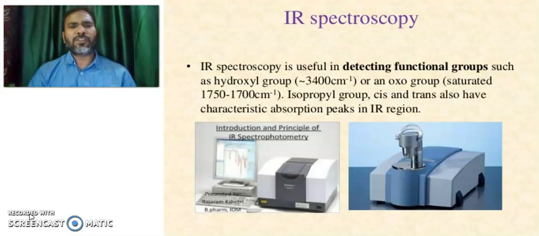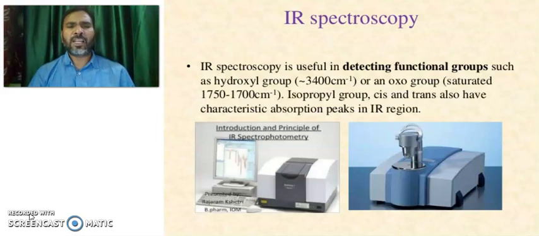IR spectroscopy is useful in detecting functional groups. You have learned the theory of IR spectroscopy in previous classes. So you know it gives information about functional groups such as hydroxyl groups, oxo groups, and isopropyl groups. Cis and trans also have characteristic absorption peaks in the IR region. These are the photo and picture of an IR spectrophotometer.